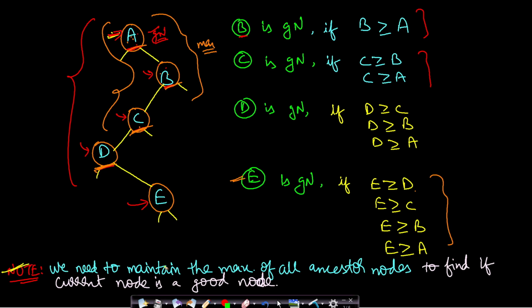Therefore, we need to maintain the maximum of all the ancestor nodes to find if the current node is a good node. This will be an efficient approach, right? So what optimization can we do here? Whenever we make a call, let's say we start with A, and whenever we make a call to B, then we can pass the maximum variable to B. So let us say the maximum variable will be initially minus infinity or integer minimum, right? So it will be compared with A and updated with the value A. So this maximum will be passed on to B, so that B will only be checked with the maximum.